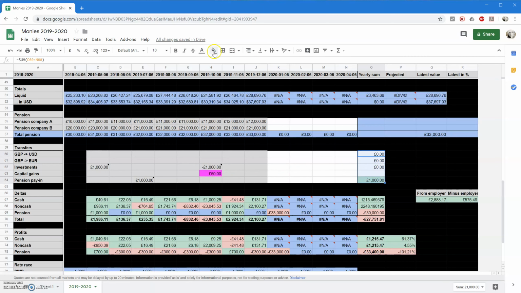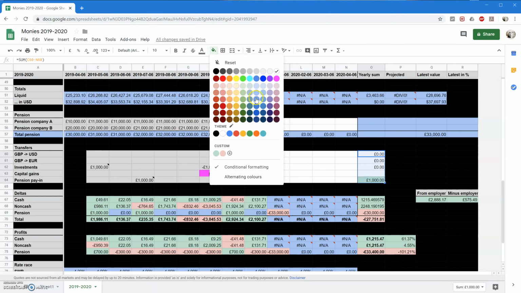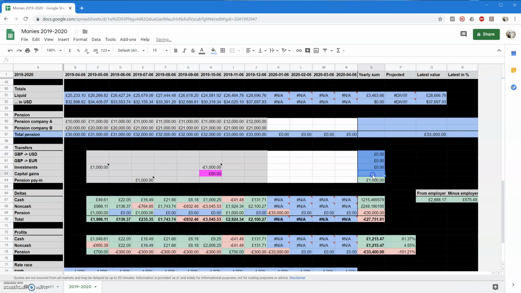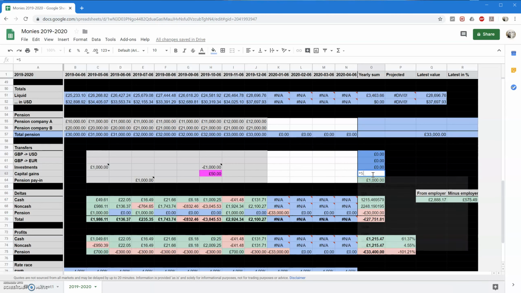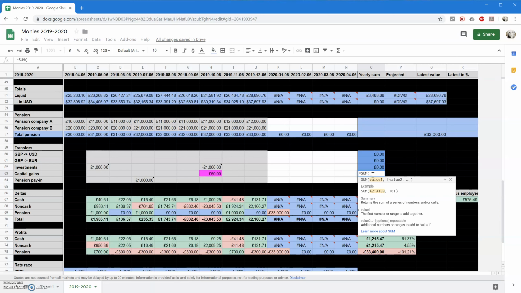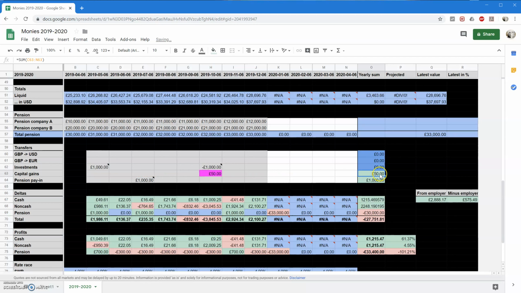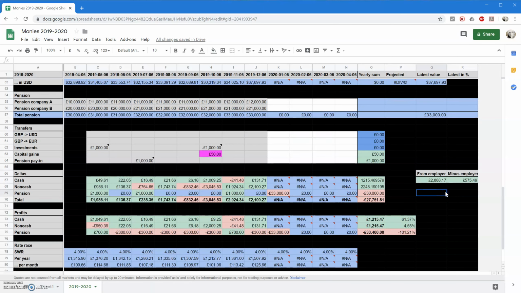Right, let's put in a default color here because it's quite ugly. There. And C63. And this column, of course, is the one to make sure it stays below 12,000, I guess. Otherwise, you start having to pay capital gains tax. Nobody wants that.